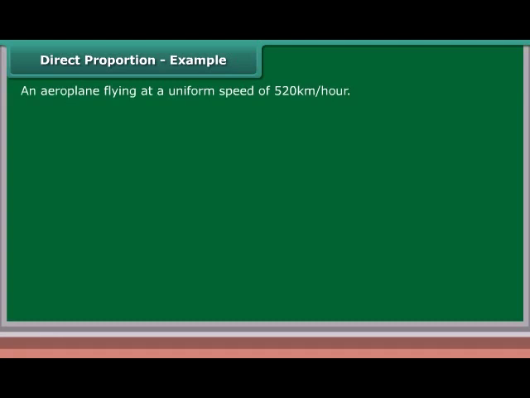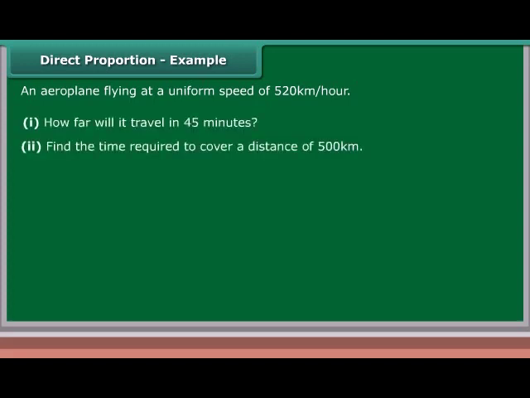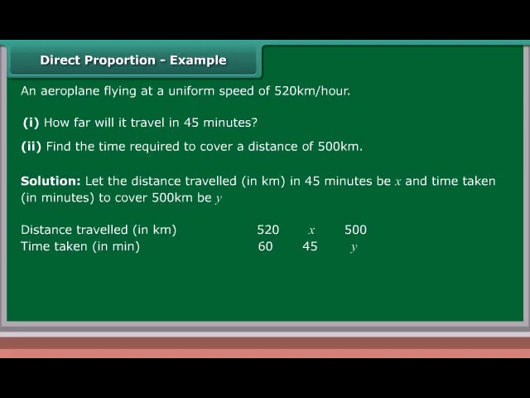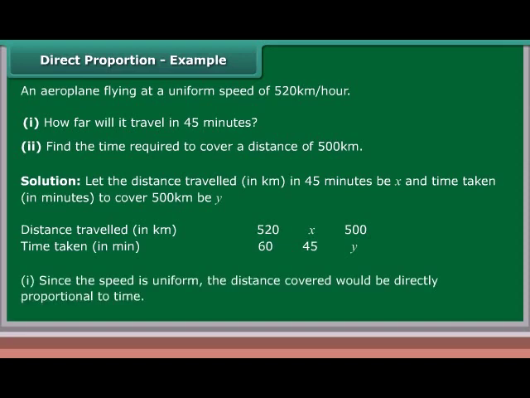Example: an airplane flying at a uniform speed of 520 km per hour. How far will it travel in 45 minutes? Also find the time required to cover a distance of 500 kilometers. Solution: let the distance traveled in kilometers in 45 minutes be X and time taken in minutes to cover 500 kilometers be Y. Since the speed is uniform, the distance covered would be directly proportional to time.